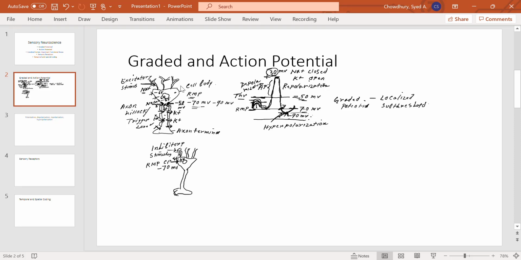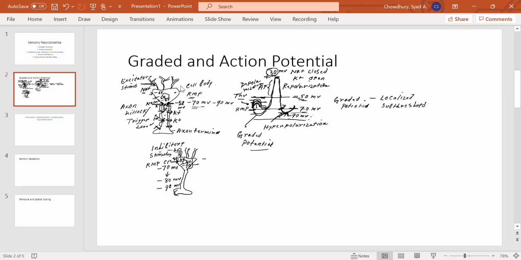So from minus 70 it can go to minus 80 or minus 90, right? So no action potential, no depolarization will occur, rather hyperpolarization, because it is moving from minus 70 further negative, like minus 80 millivolt. If a stronger inhibitory stimulus comes, it can go further down to minus 90 millivolt. But the membrane potential in this case is not going upwards, instead going down towards more negative, minus 80 or minus 90. So this is also a graded potential, but an inhibitory potential.